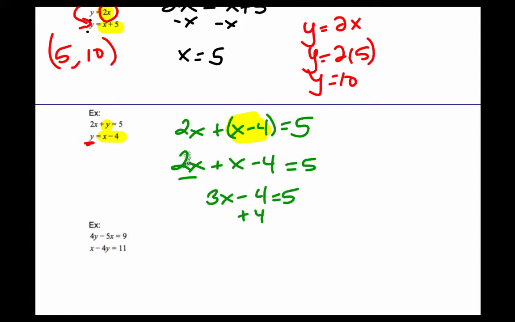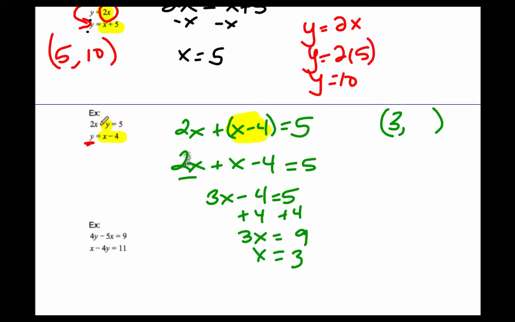Add 4 to both sides. This is why solving equations is so important. 3x equals 9. x equals 3, because I divide by 3 on both sides. So again, that's only part of your solution. So my solution is going to be 3 comma something. What is the something? Well, all I have to do now is plug the 3 back into one of these equations. Now think about which one would be easiest.